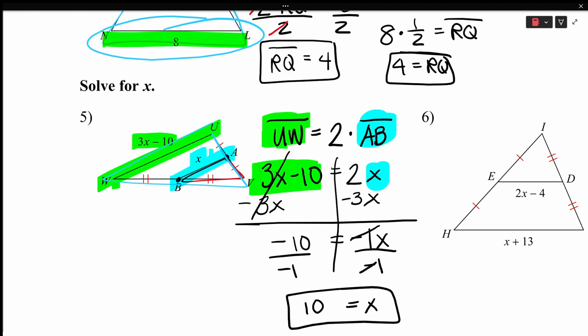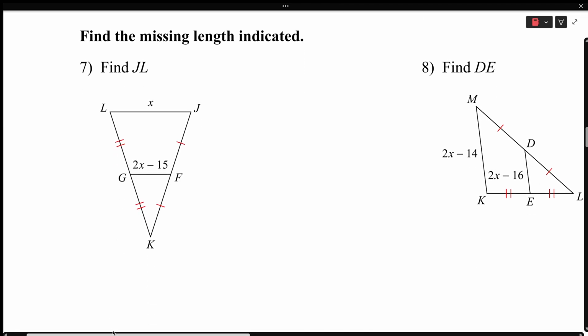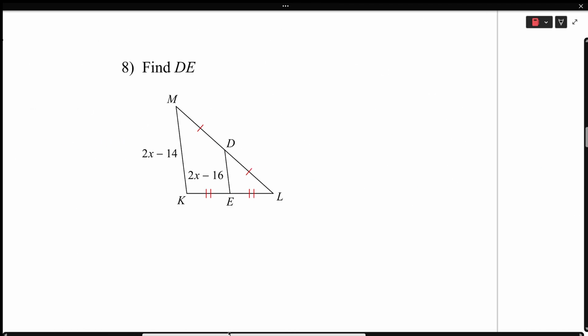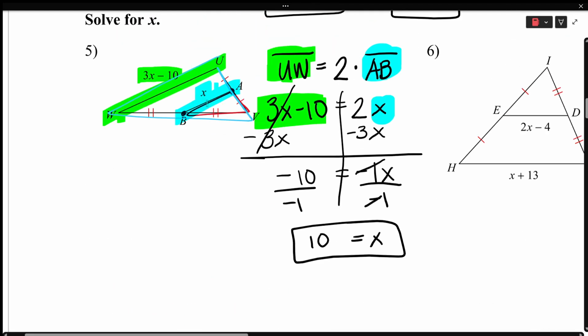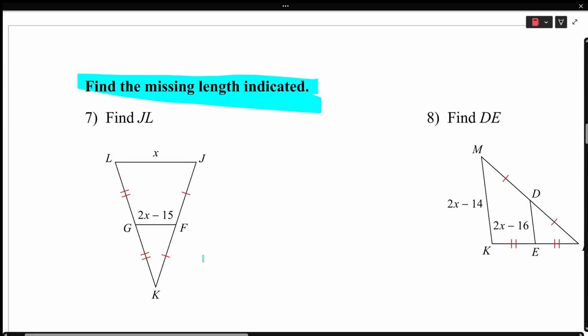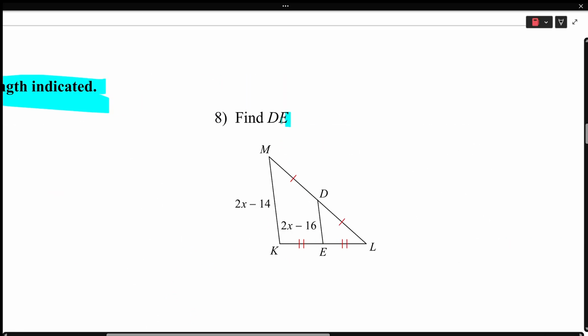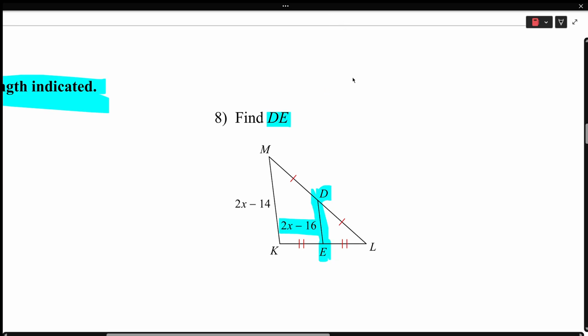I'm going to keep going though. For the next one, I'm actually going to do number 8, and you try number 7 because number 8 is actually harder. So now it says find the missing length indicated, right? It doesn't say solve for x. It says find the missing length. So in number 8, I want to find out what DE is. DE is right here. And I know DE is 2x minus 16.